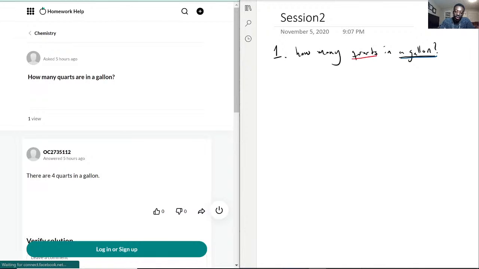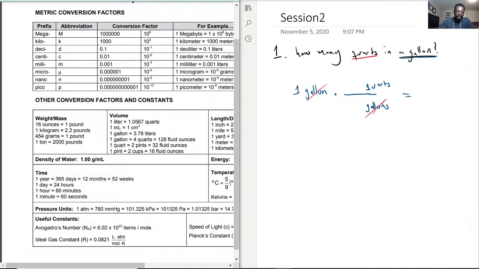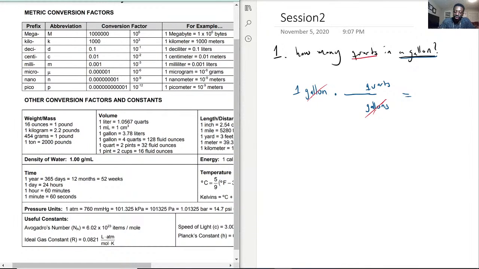Okay, so with that we can say 1 gallon times, and now here's where it gets interesting. To keep your units, you always want what you have in the denominator. So something gallons, and at the top quarts. So now this would equal something, and then the units will cancel out, leaving you with just quarts. But let's see what our handy dandy conversion sheet says about quarts and gallons. So for every gallon there's 4 quarts.